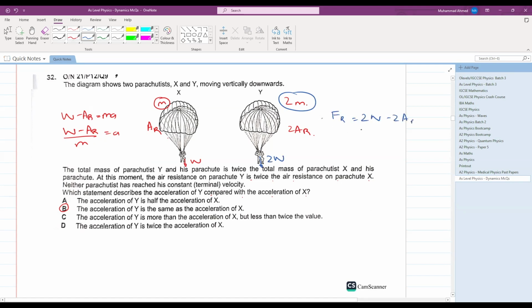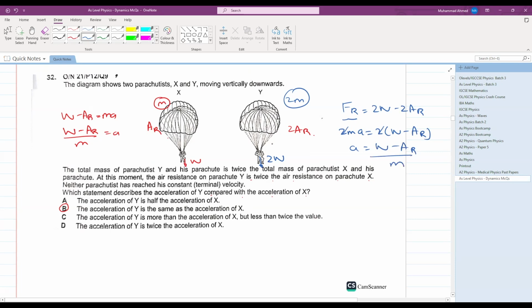2W minus 2AR. Perfect. But you have an extra mass that gets also divided here. From here you might say that acceleration has increased. No. Instead of resultant force, what will you place? 2ma is equal to 2W minus 2AR. I have taken 2 common, 2 and 2 cancel out. Acceleration again becomes W minus AR divided by m. So your acceleration for X and your acceleration for Y both remain the same, even though the mass has increased, due to the increased air resistance.